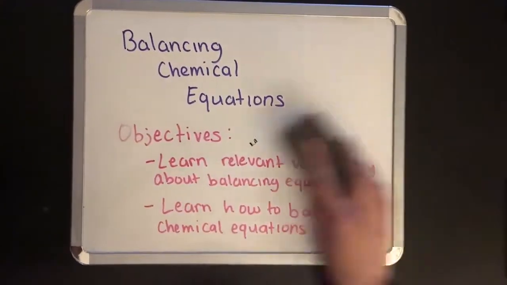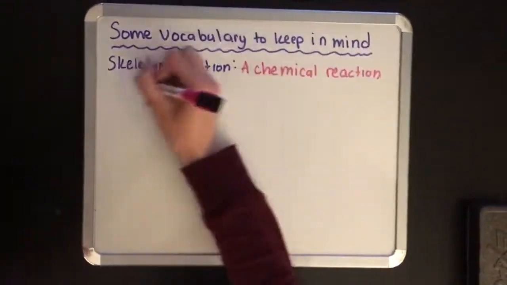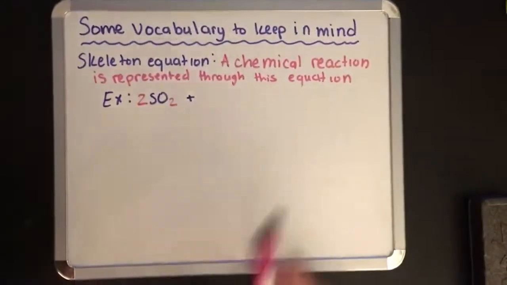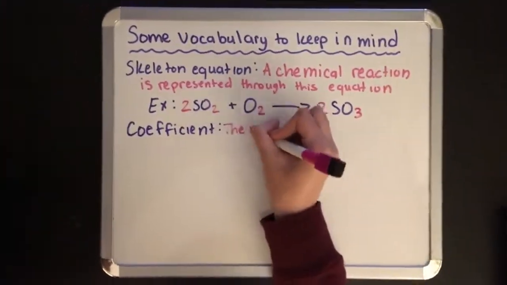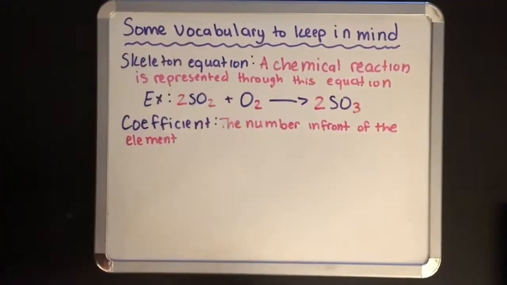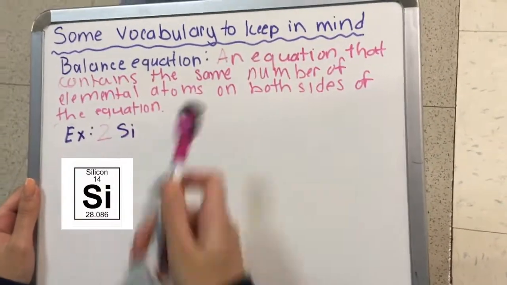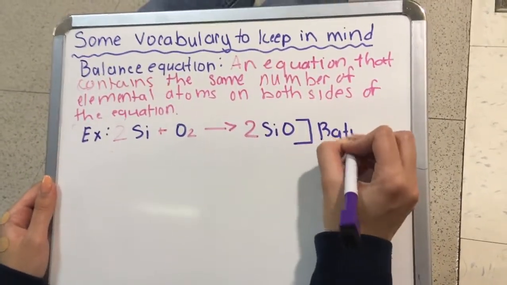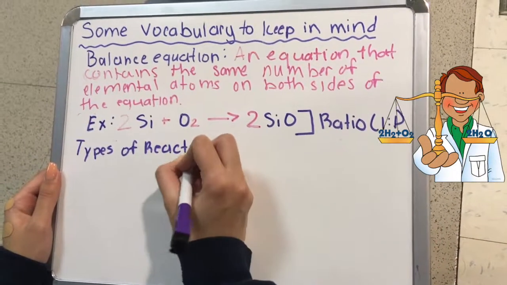So here's some vocabulary to keep in mind as we go through this. What's a skeleton equation? It basically tells us what elements are involved in the chemical reaction. The coefficient tells us how many of that element there is. A balanced equation is an equation that contains the same number of elemental atoms on both sides of the equation. Think about a balance scale. The amount you put in is also what must come out.